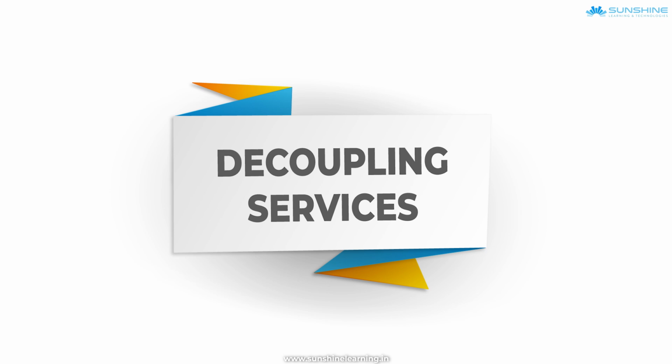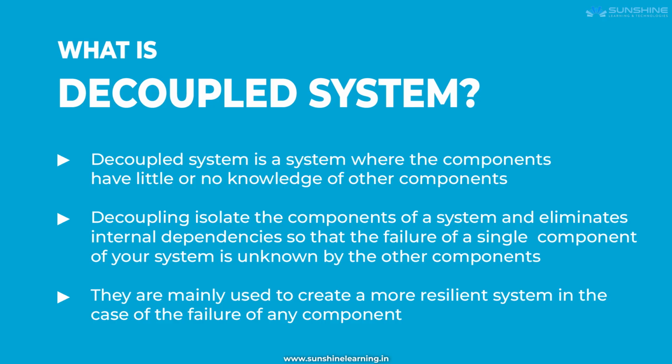Now coming to the decoupling services. So what exactly do we mean by decoupling, or what is a decoupled system? A decoupled system is a system where the components have little or no knowledge of other components. Mostly in decoupled solutions, the services work in an asynchronous format, which means they are working individually. They are not dependent on any other AWS service. Decoupling isolates the components of the system and eliminates internal dependency so that the failure of a single component is unknown to the other components. They are mainly used to create a more resilient system in case of the failure of any component. So let's try to understand that in the form of a diagram.